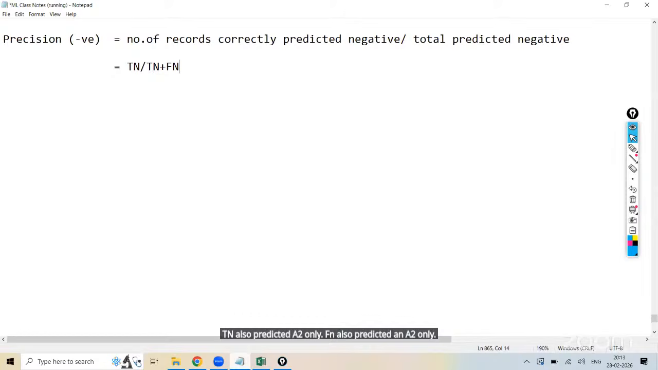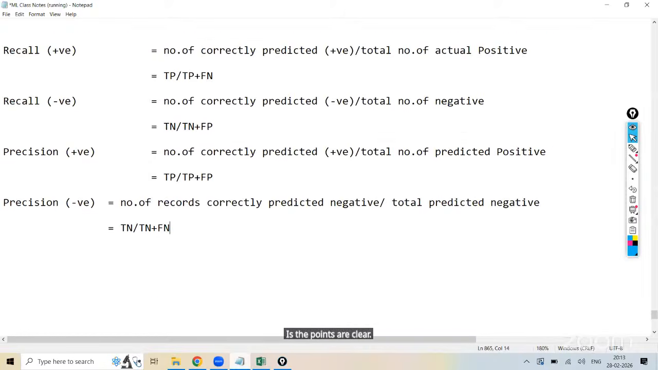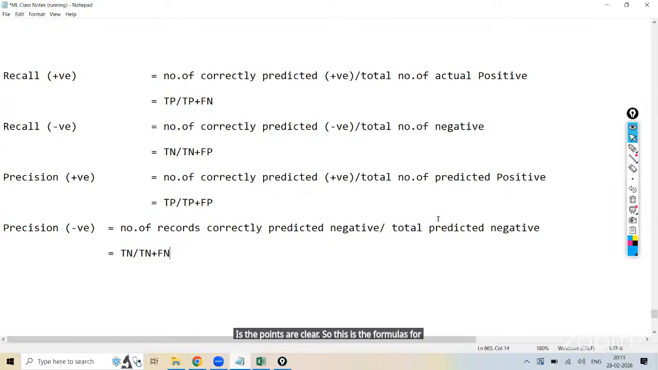Are the points clear? So these are the formulas for precision and recall. Yes or no? Clear or not clear?